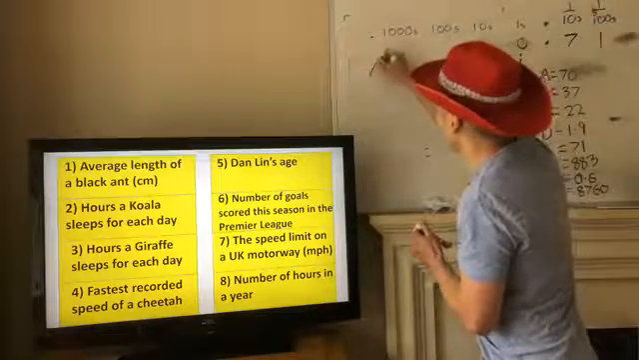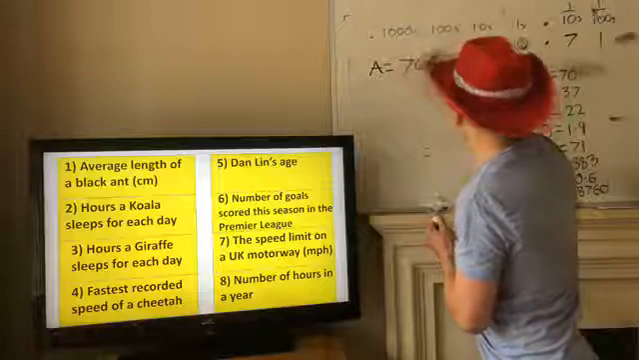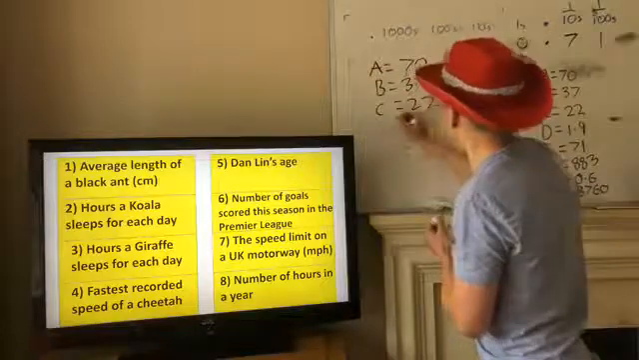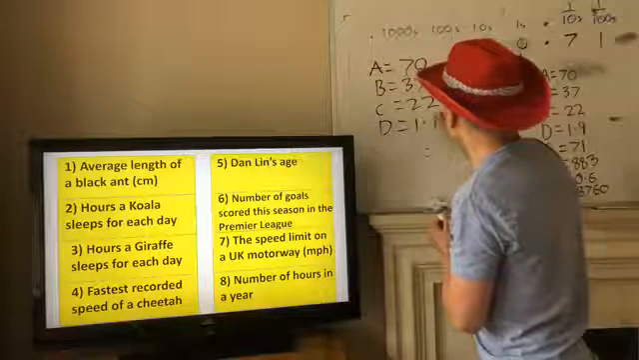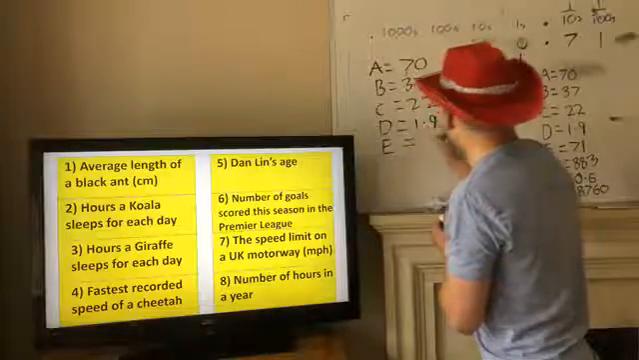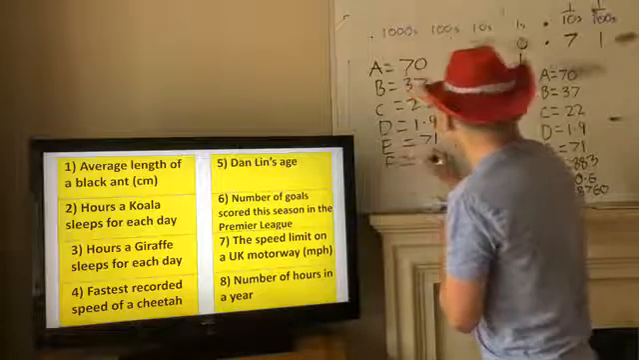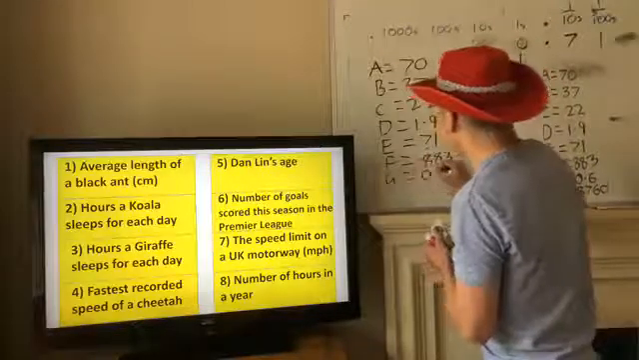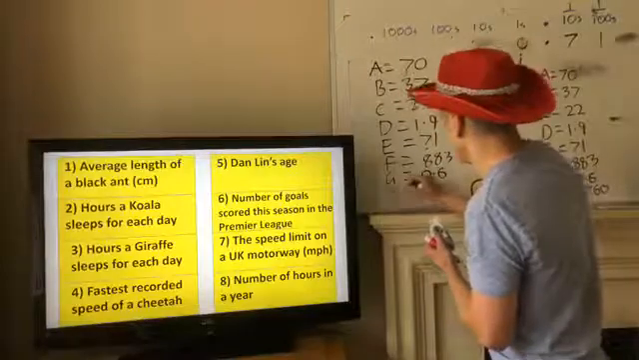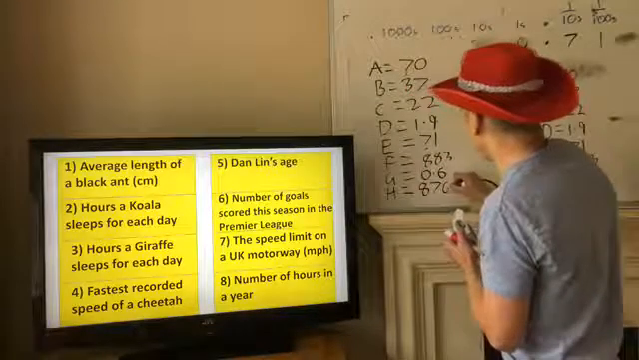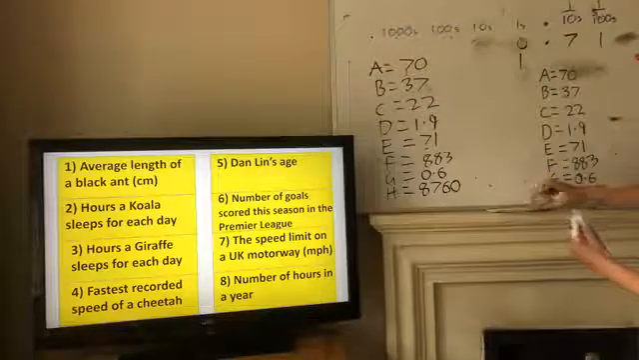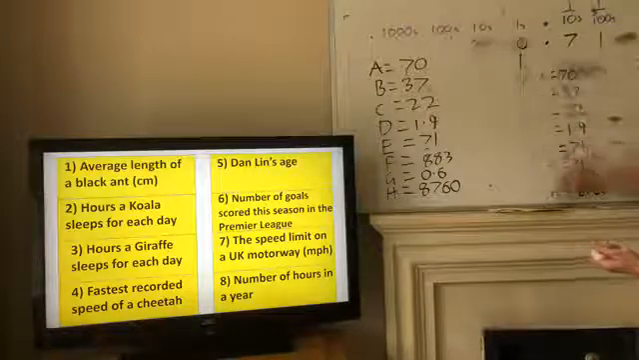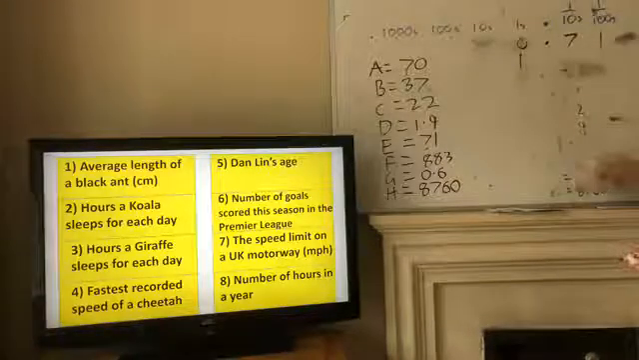So I'll just write these again so you can see them a bit clearer. A equals 70, B equals 37, C equals 22, D equals 1.9, E equals 71, F equals 883, G equals 0.6, and H equals 8,760. So you're matching those answers to those answers there. Okay, they all match up. Can you work out which one goes in which place?